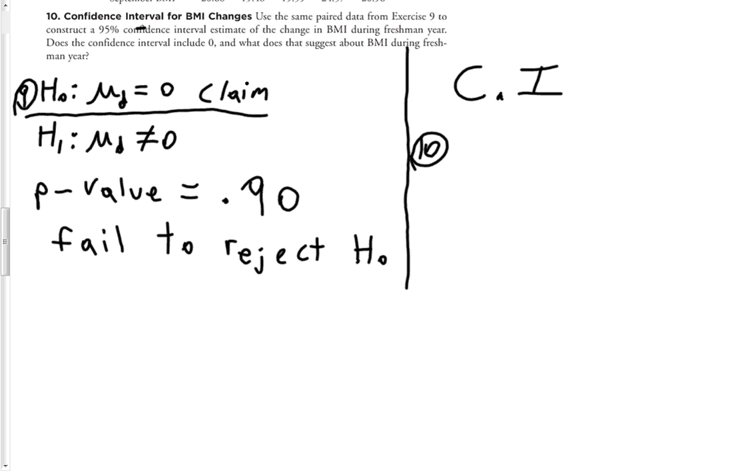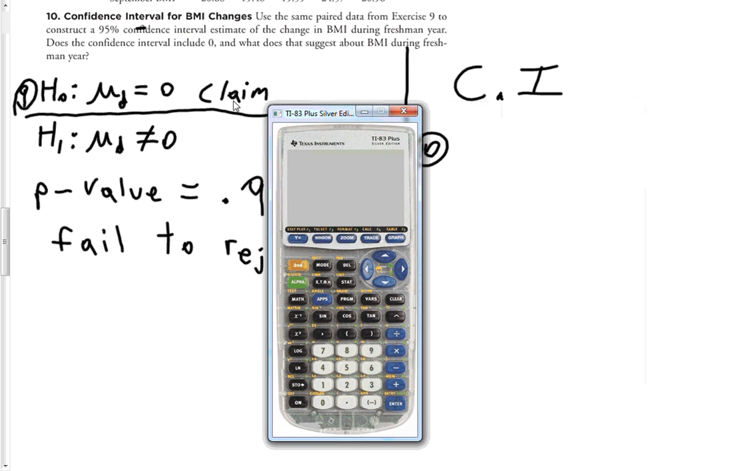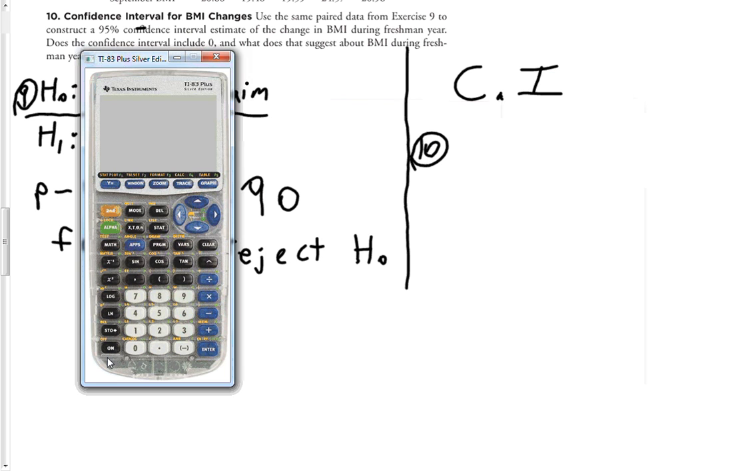So let's bring back out our TI. So now we're going to go back, well, let's turn it on first and clear it. We're going to go back to stat and we're going to go back over to test. But in this case, we're not going to do a t-test number 2. In this case, we're going to do a t-interval number 8. And once again, it's going to ask me if I have data or statistics. And in this case, I still have data. My data is still in list 3, so that's good. And we do want a 95% confidence interval, so everything is already set up. All I have to do is calculate.